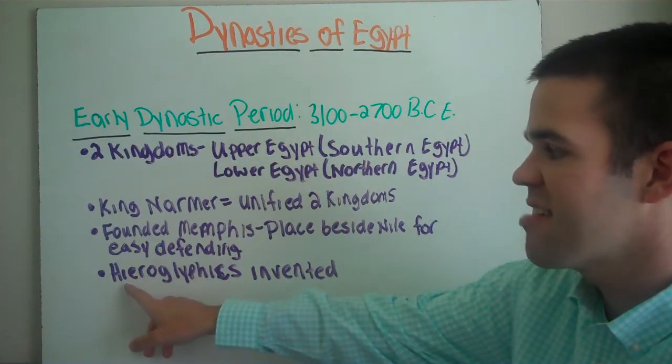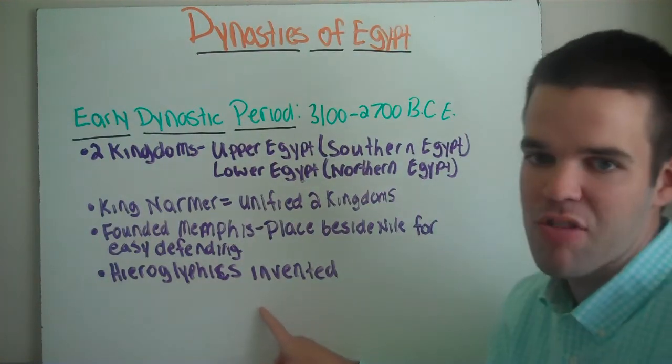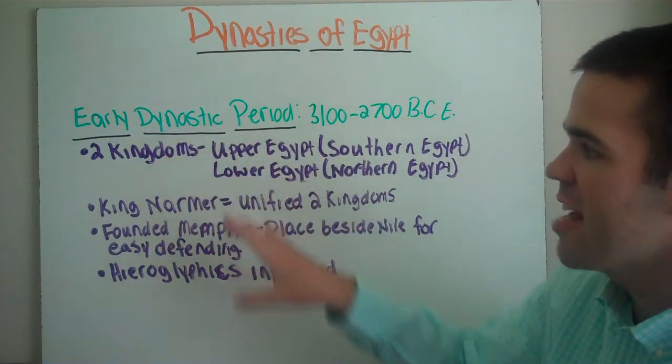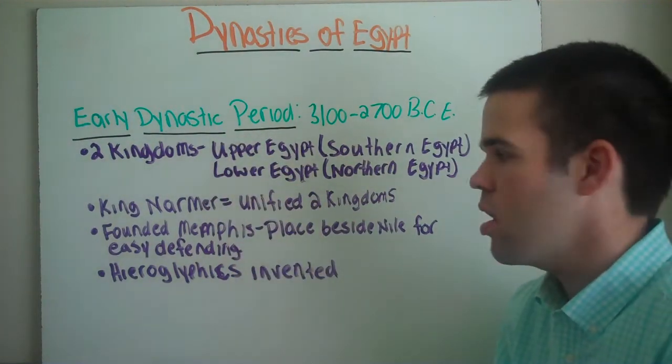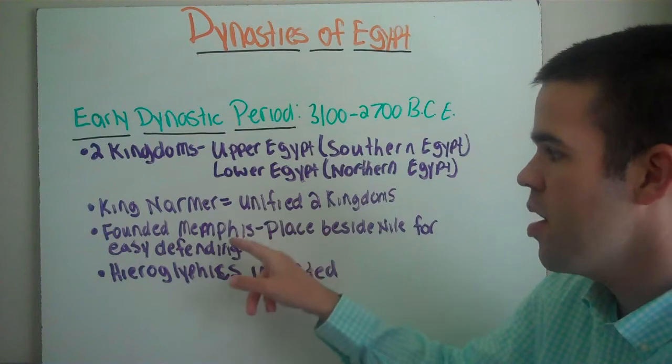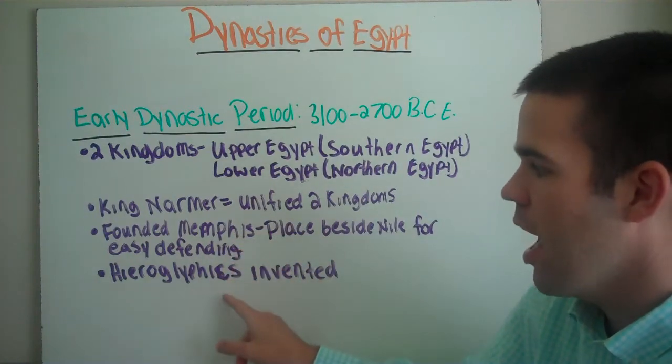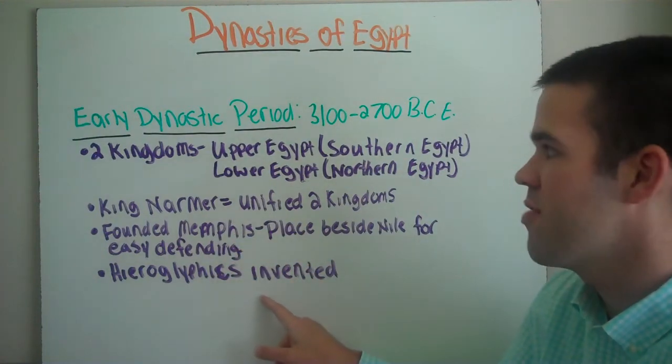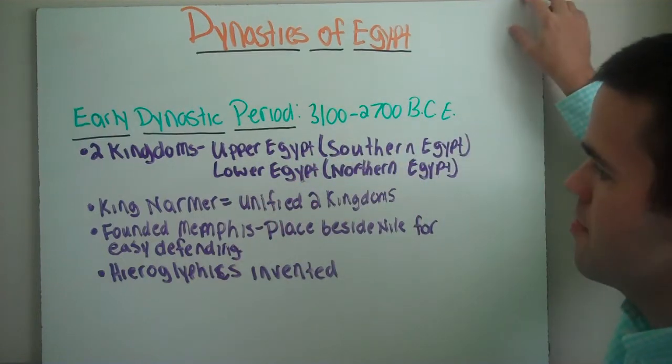Also during the early dynastic period, hieroglyphics were invented as well. So in the early dynastic period, there were 2 kingdoms at the start. King Narmer unifies them, makes Memphis the capital city, and hieroglyphics are also invented during that early dynastic period.